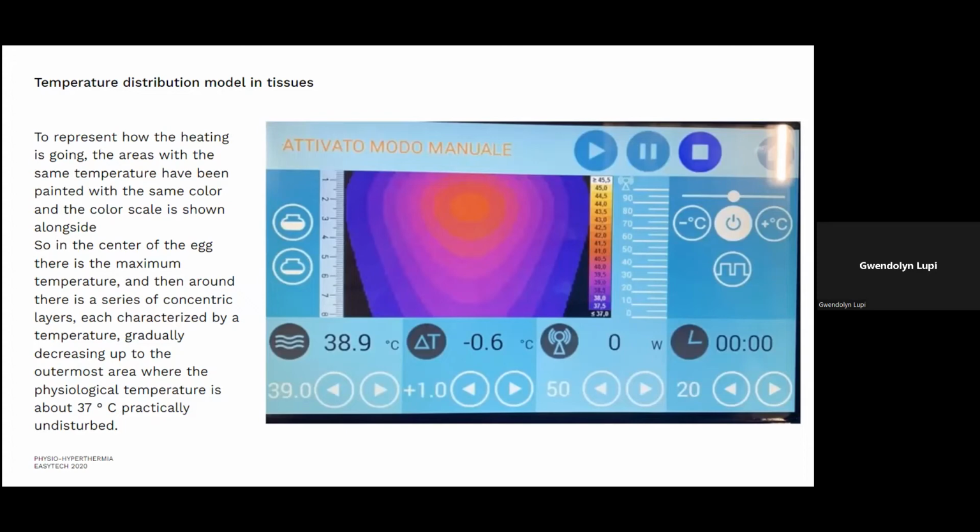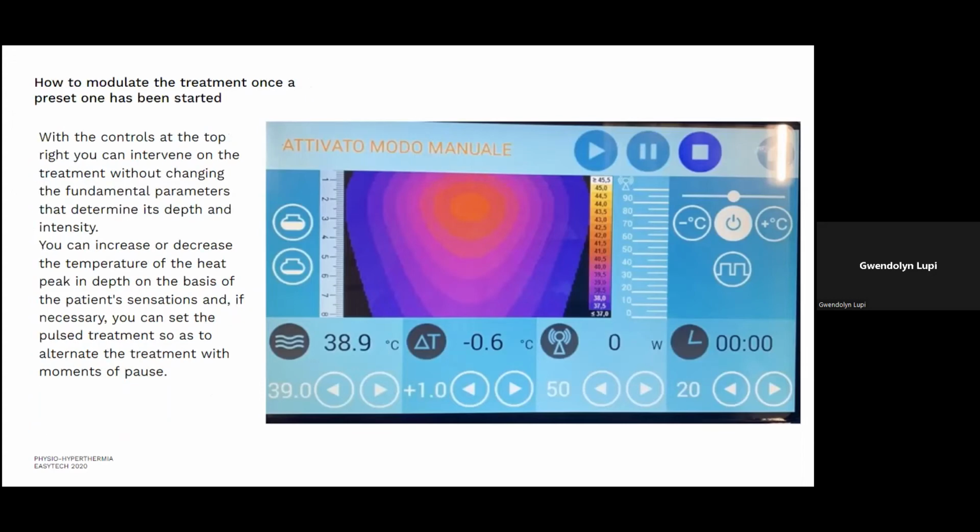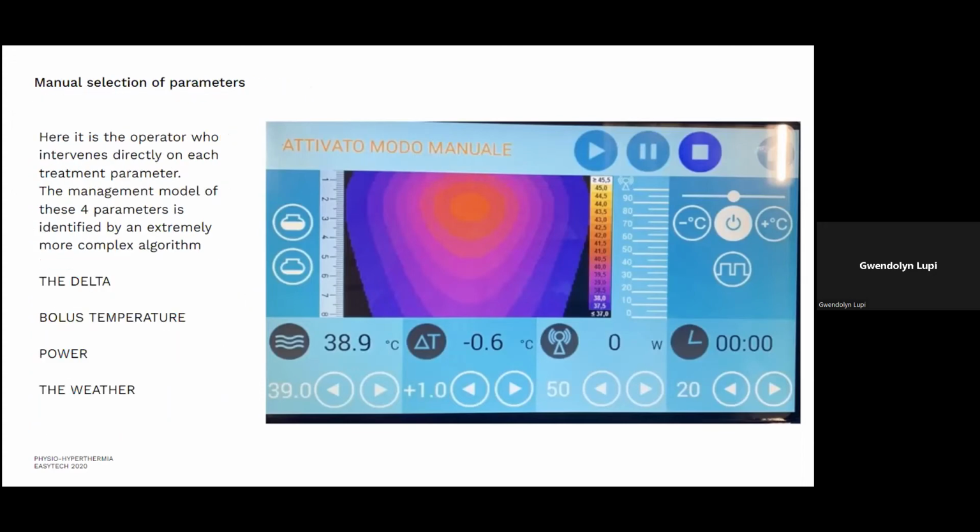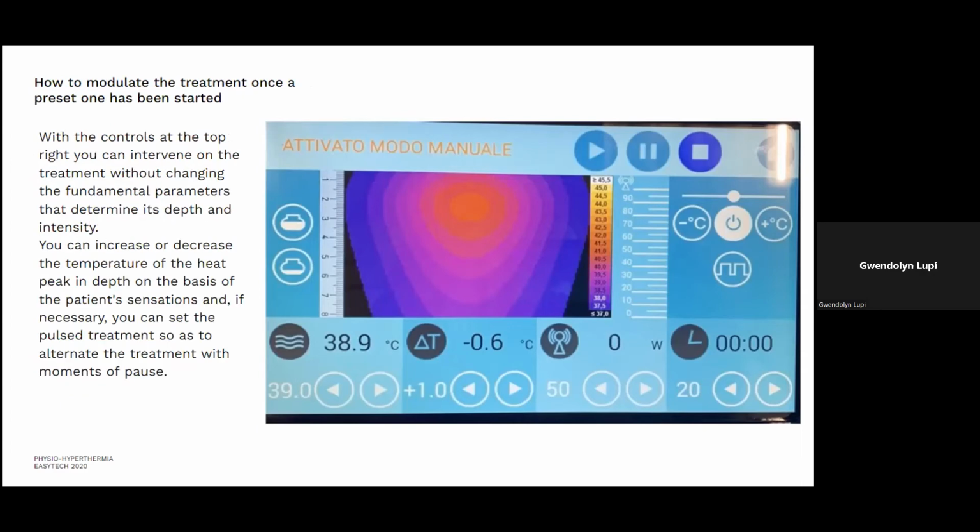Okay, so what you can do once you have selected a protocol, it means it is easier for you, for the operator, for the doctor, because you are choosing a protocol. As I said, you have the parameters already set. You just have to press start. Of course, make sure the patient is well positioned, because he has to stay under the treatment at least for 18-20 minutes, so the patient should be placed comfortably.